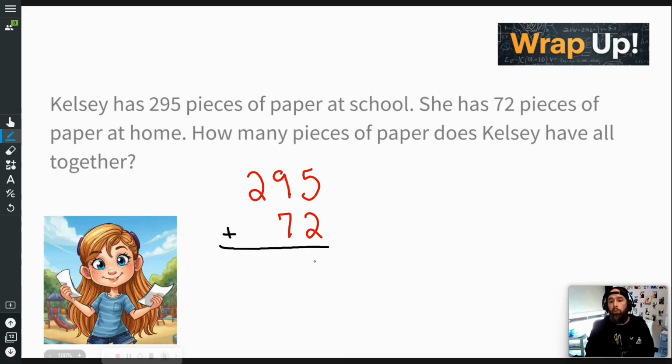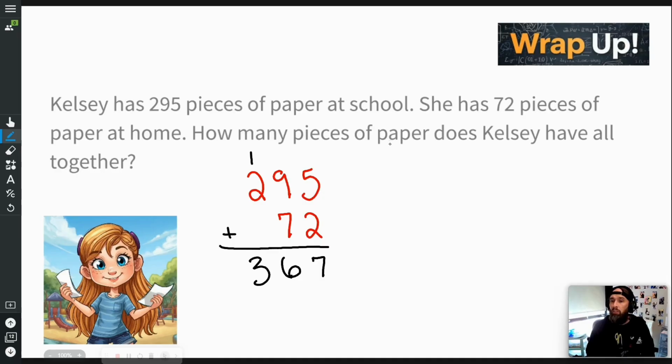5 plus 2 is 7. 9 plus 7 is 16. 1, 6. So write out your 6, carry the 1. 1 plus 2 is 3. 3 plus nothing is 3. So we get 367. Now this is a word problem, so we need to answer using words.